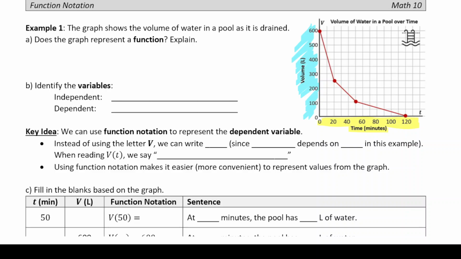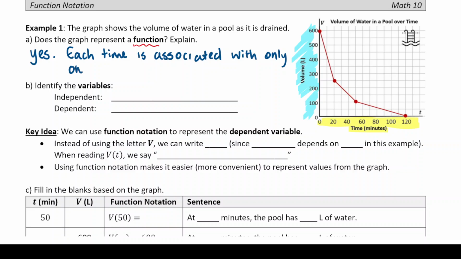Okay, first question we ask here is, does the graph represent a function? Explain. From last lesson, we learned that a function is a relationship where each input value, in this case time, would be associated with only one output value, so volume. And that's the case here. There isn't a time where there are two different volumes of water. Every time has only one volume of water. And so yes, this is a function. Each time on the graph is associated with only one volume.